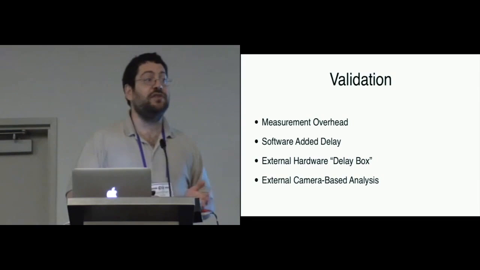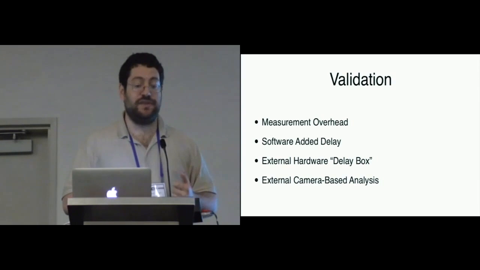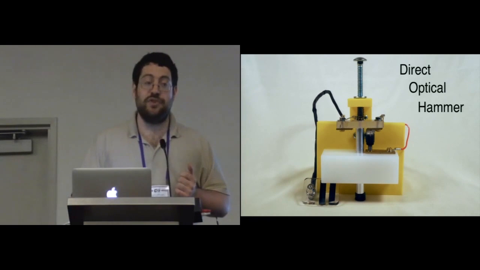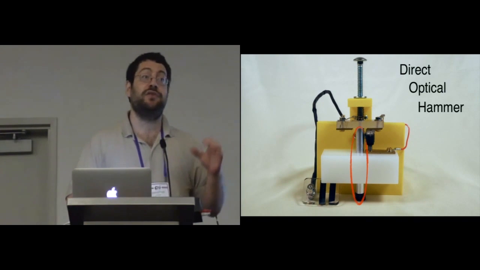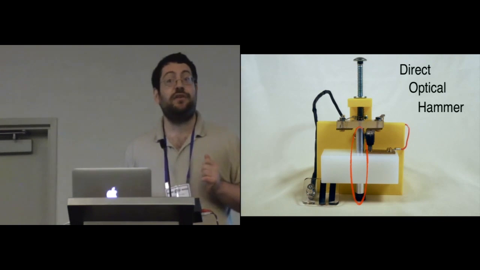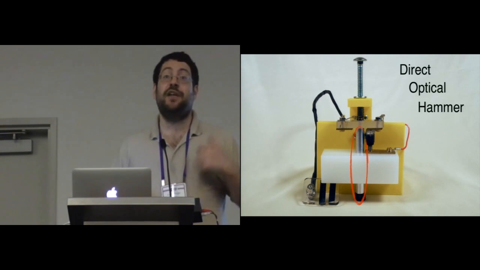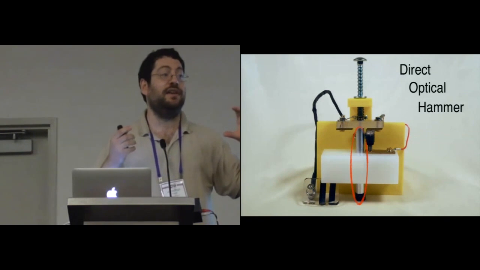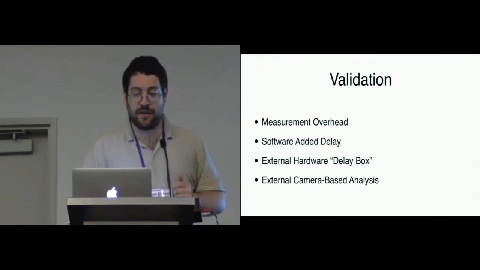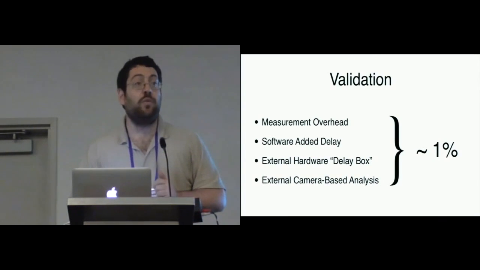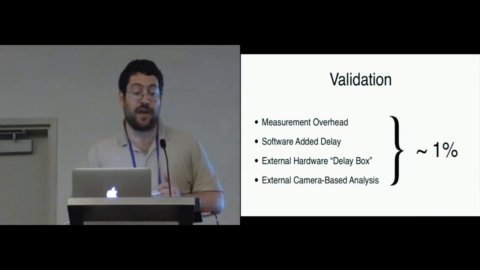We also did an optical analysis to provide a fully external way of examining it. To do that, we built something called the direct optical hammer, which had a stylus that was able to draw up onto the screen, and a switch that could be calibrated to within a fraction of a millimeter to turn on at the exact moment that the stylus would hit the screen. That switch illuminated an LED, which let us, from a high-speed video, know when the stylus hit and do that analysis. Based on all of these, we found that we had something in the ballpark of a 1% error range that we were extremely happy with.